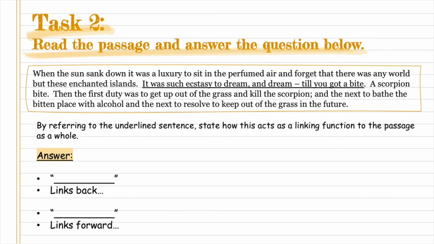Task 2 says, read the passage and answer the question below. The question says, by referring to the underlined sentence, state how this acts as a linking function to the passage as a whole. The passage says, when the sun sank down, it was a luxury to sit in its perfumed air and forget that there was any world but these enchanted islands.